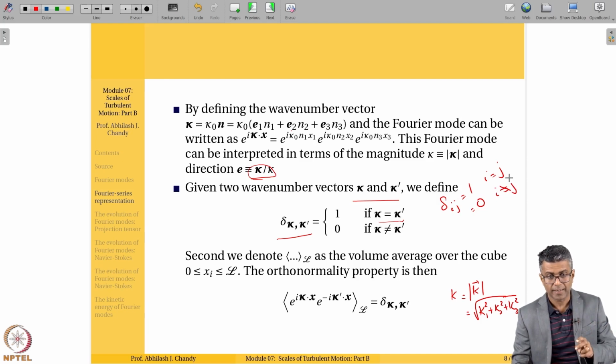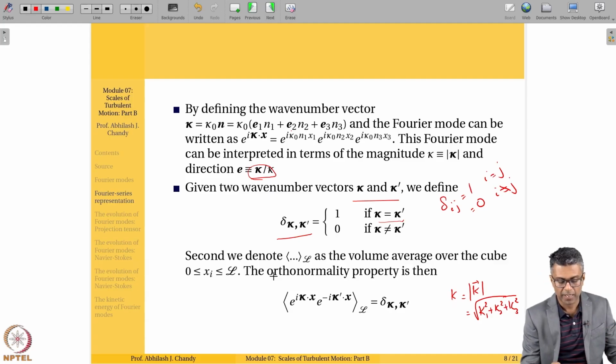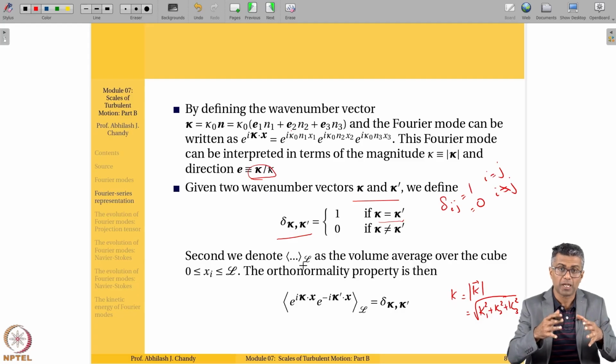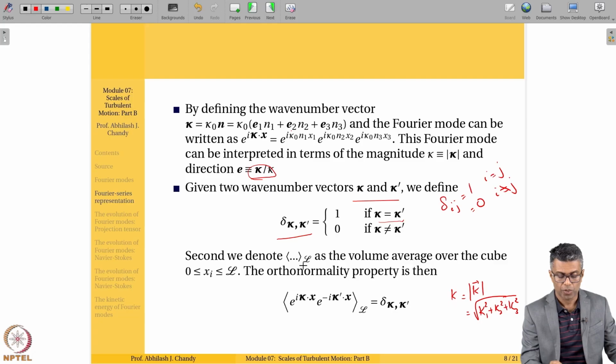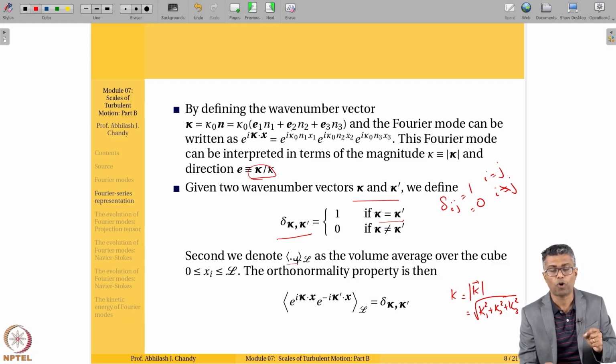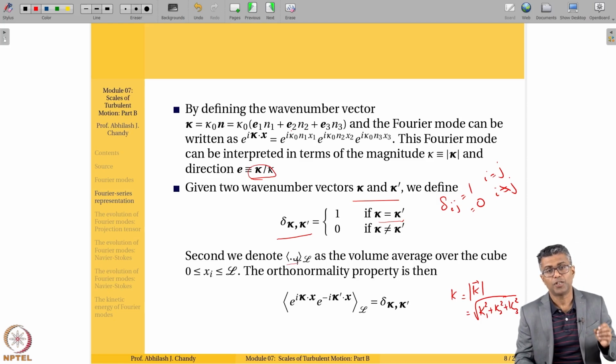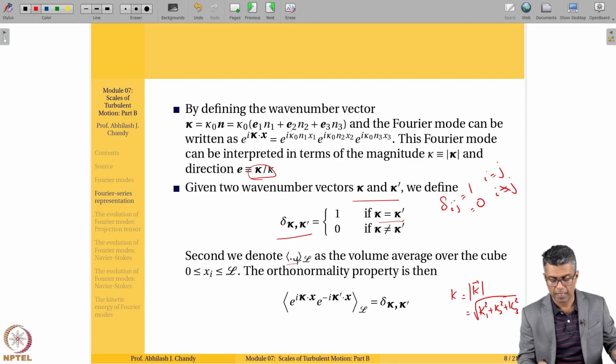So that's that. And then the other notation we are bringing in here is, let's say we denote this average symbol with a subscript L, meaning it's a volume average. Volume meaning the volume of the cube, averaged over the entire cubical volume. So this angle bracket subscript L, let's say it is the volume average over the cube 0 to L, so xi going from 0 to L. Then the orthonormality property can be defined like this.